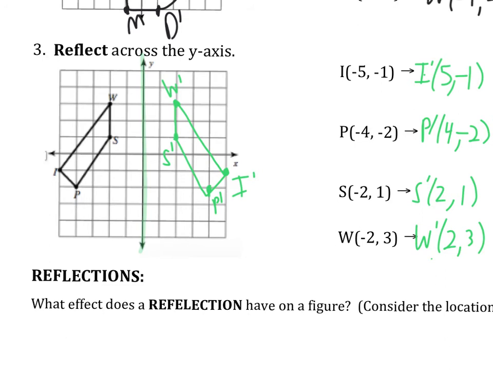Again, it's a rigid motion. These shapes are congruent shapes. Just a reflection over the y-axis does not change the size or shape of the figure, so they are still congruent.